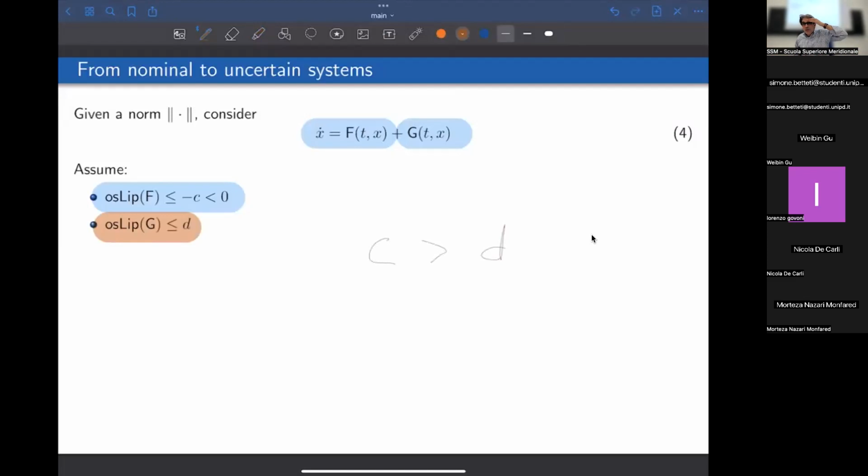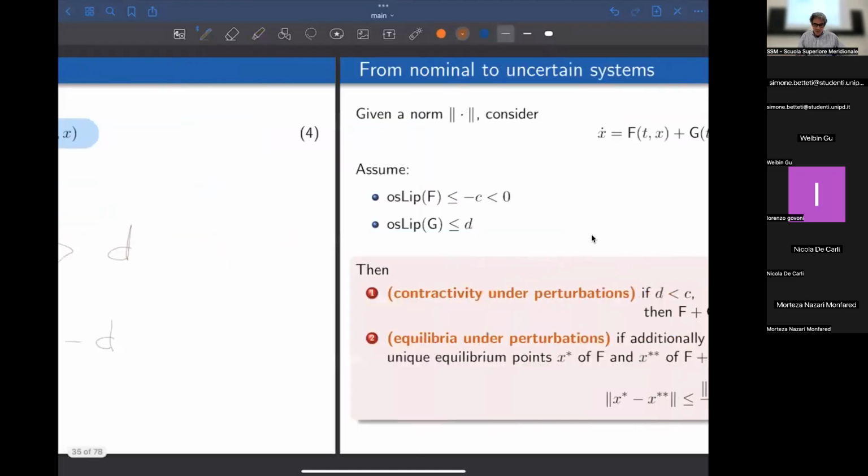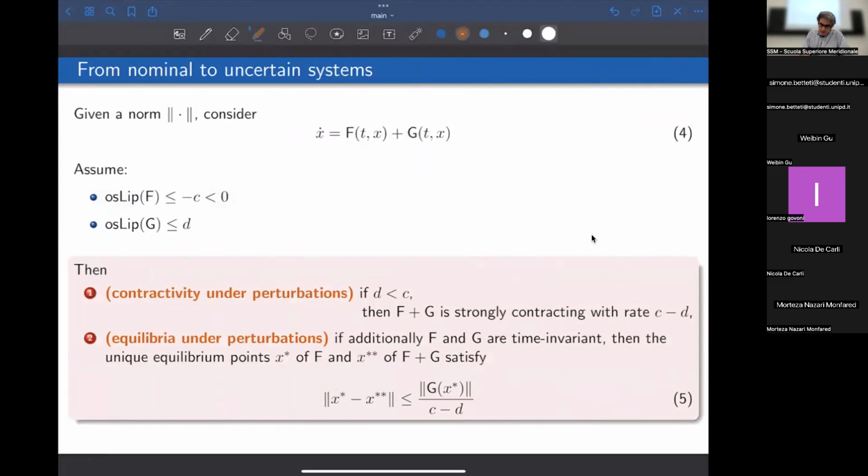If you are more contracting than the size of the disturbance to which you're subject, then the full system, not just the nominal but the nominal plus disturbance, is still contracting with rate C minus D. So that's the theorem. If the disturbance is less than the contraction, then F plus G is still infinitesimally strongly contracting, with rate C minus D. You lose some of your guaranteed convergence rate, but it's still exponentially convergent, just more slowly.